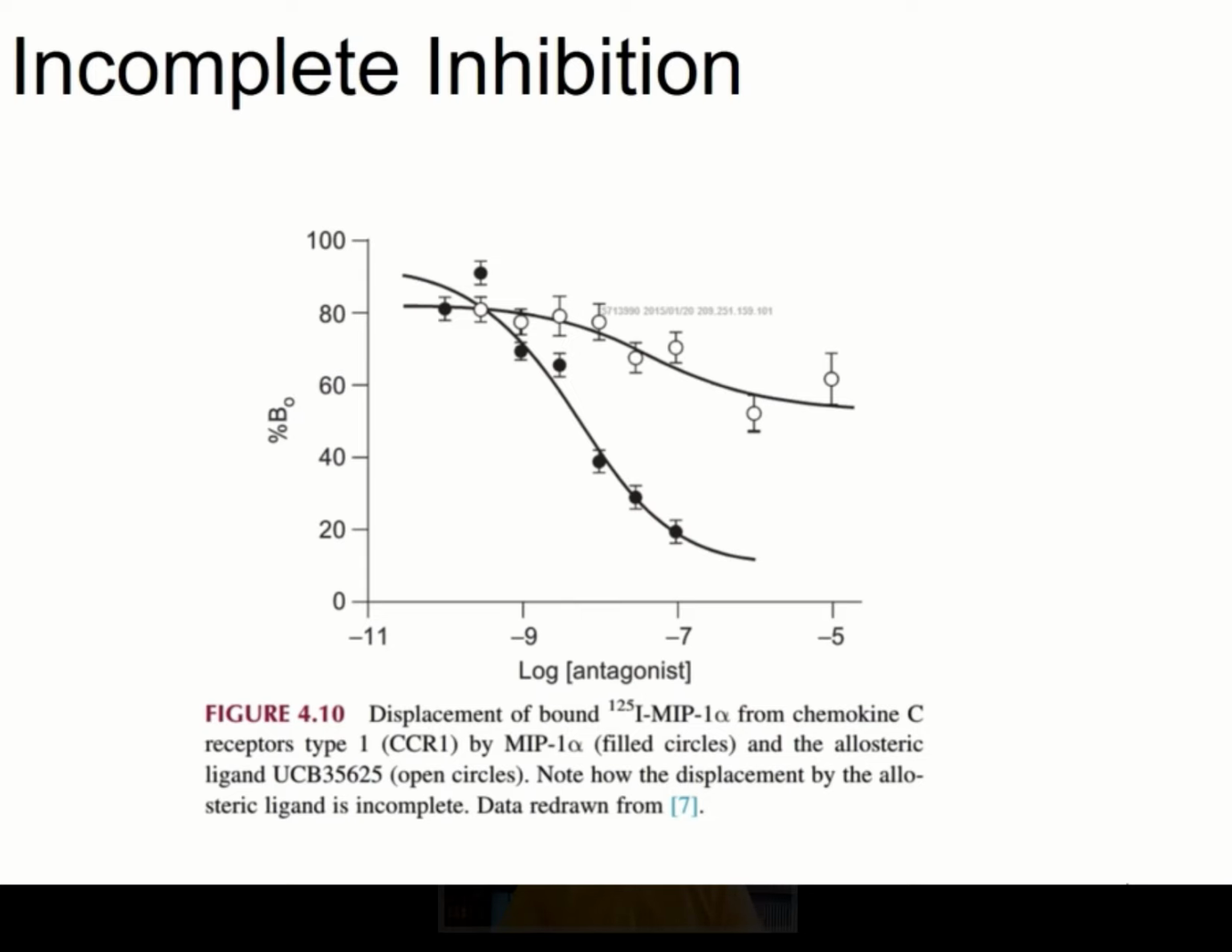But imagine a situation where you don't want 100% inhibition. Maybe 100% inhibition is going to be toxic. You want 50% inhibition. If you are going to achieve 50% inhibition with an orthosteric antagonist, your margin for error is going to be very small. Not enough drug, you're not going to get enough inhibition. Too much drug, you're going to get too much inhibition and get toxic side effects.